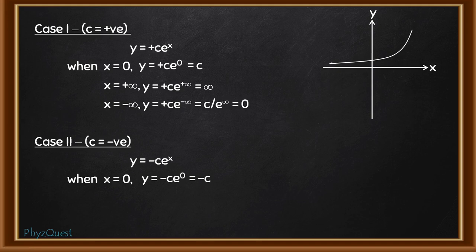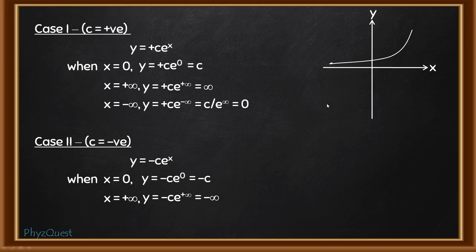Now when x is approaching plus infinity, y is equal to minus c e to the power plus infinity. E to the power plus infinity is infinity, and minus c multiplied with infinity will be minus infinity. So that means when x is approaching plus infinity, y will be approaching minus infinity towards this.